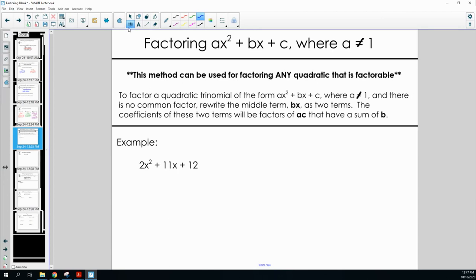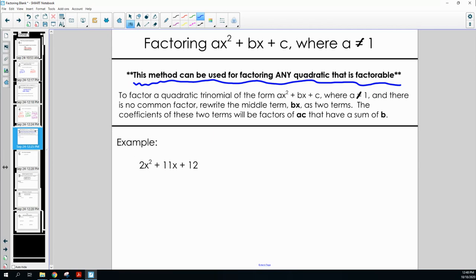So here we have another method where our a value is not equal to 1. Now notice here in bold, it says that this method can be used for factoring any quadratic that is factorable. This is very important. So even if a is equal to 1 and you can use the shortcut method from the previous slide, if you're more comfortable using this longer method, please use this. It will work for any of the methods that we're going over today. To factor a quadratic trinomial where a is not equal to 1 and there is no common factor, rewrite the middle term, bx, as 2 terms, and then you're going to use grouping in order to factor this completely.